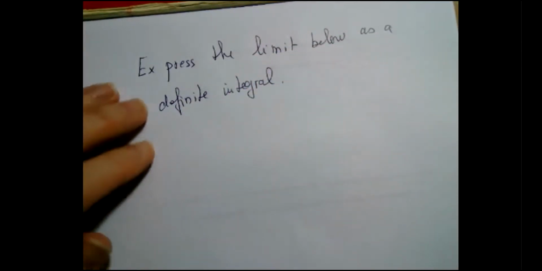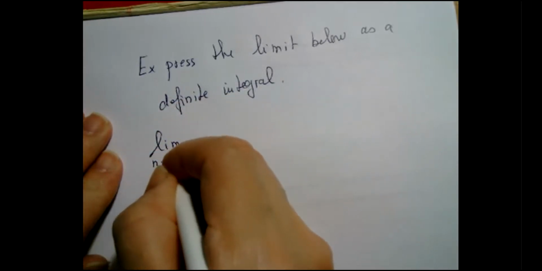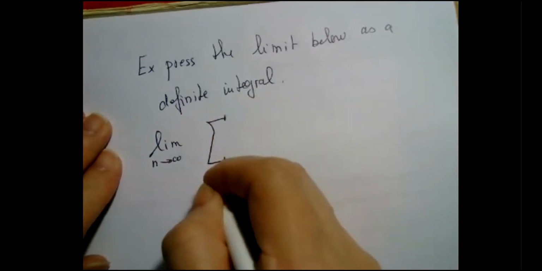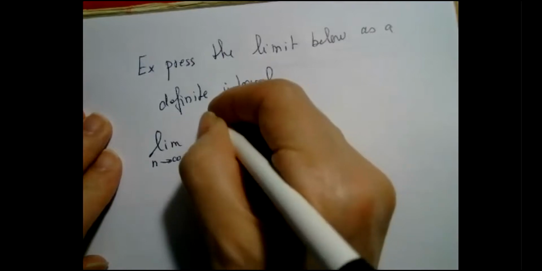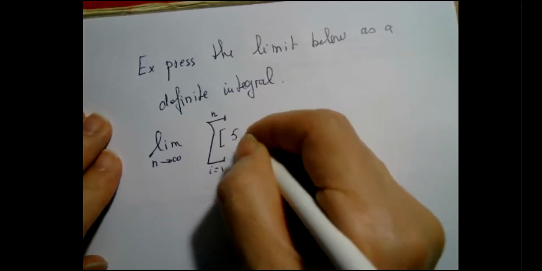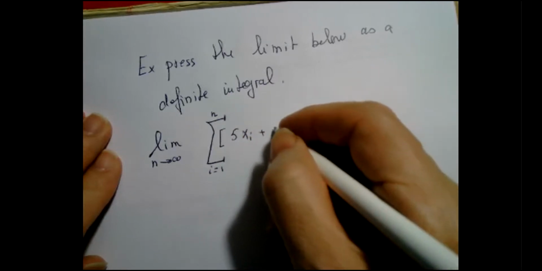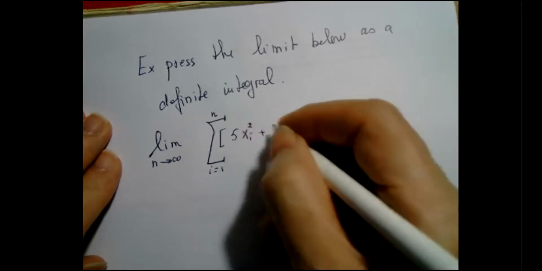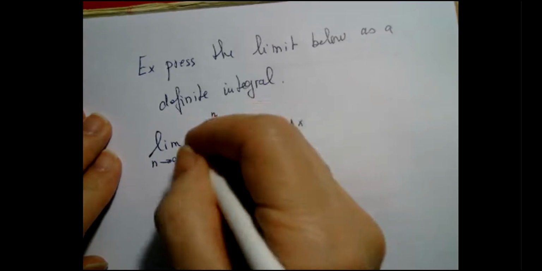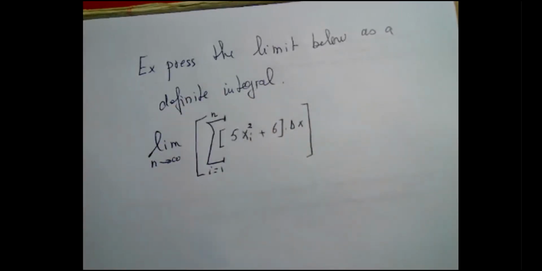So this is my limit. Suppose I take the limit as n tends to infinity of the following sum: sigma i equal 1 to n of (5 xi squared plus 6) times delta x. The bracket, only to emphasize, I'm taking the limit of this sum.